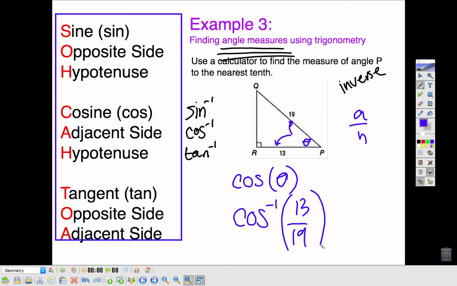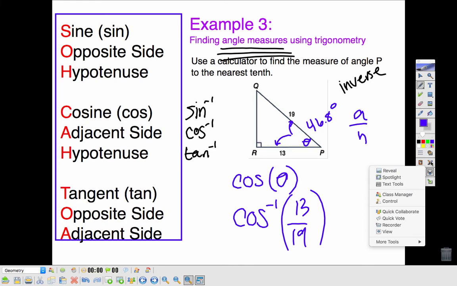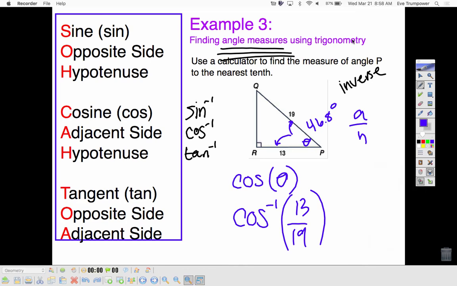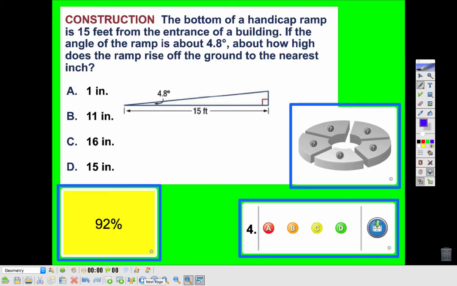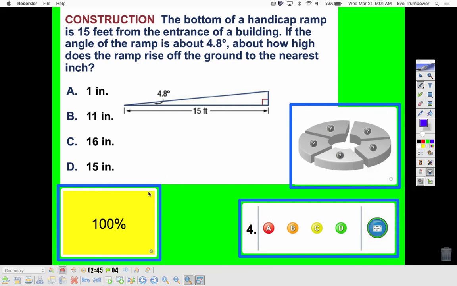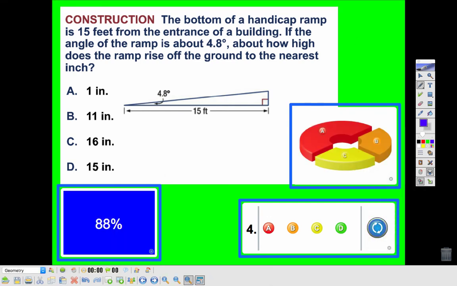How do you get cosine -1? So on your calculator, I'll help you in a second. Let me put it up. 13 divided by 19. No, I did get it. So we get 46.8 degrees. So let's try to find these on our calculators. So the way I remember is to get the inside, you use the inverse. Alright, let's give it a try.